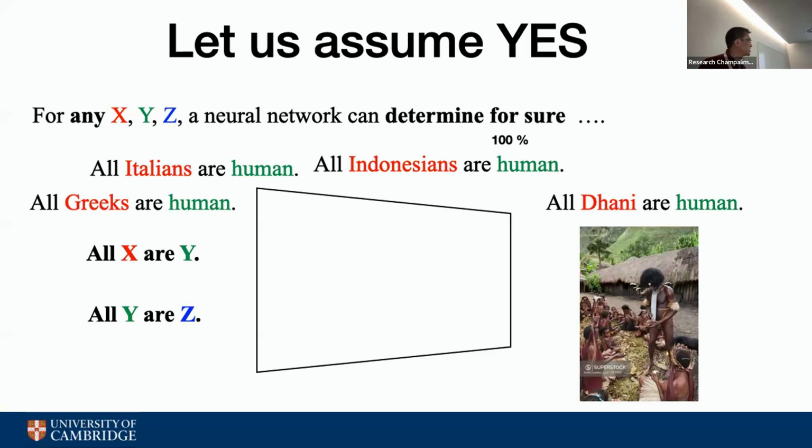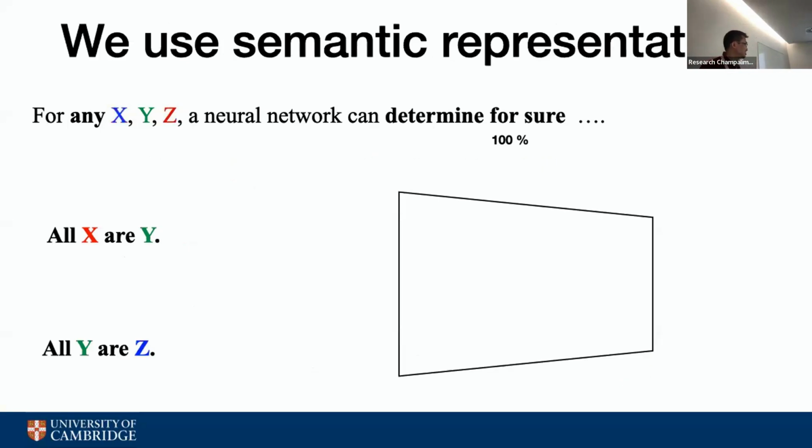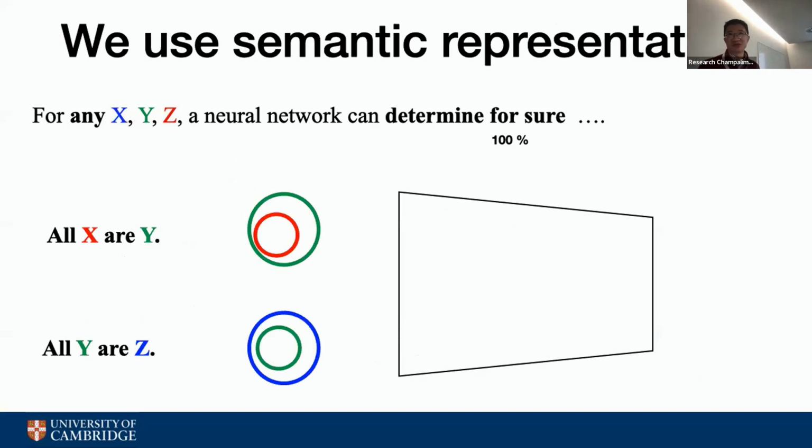So to simplify the task, we just restrict the input to Euler diagrams, circles. Then all x are y means the red circle is inside the green circle. All y are z means the green circle is inside a blue circle. Then we need to design a network whose output is a red circle inside a blue circle.